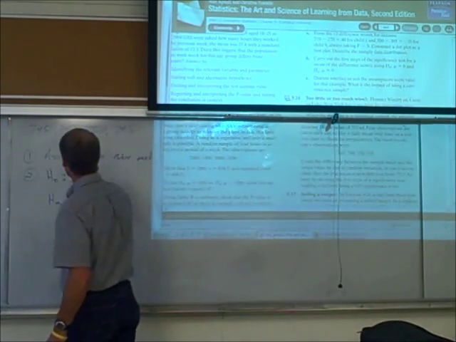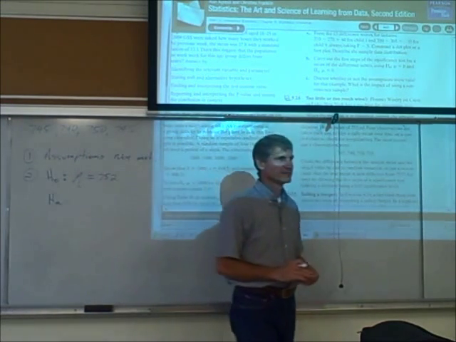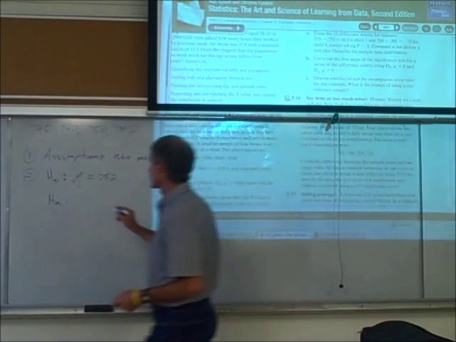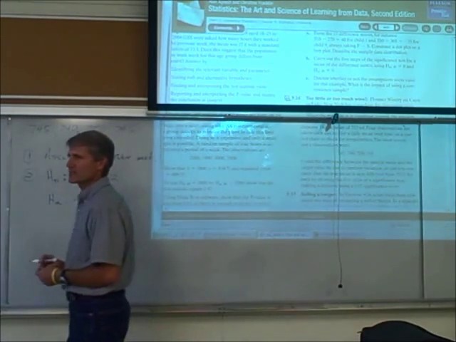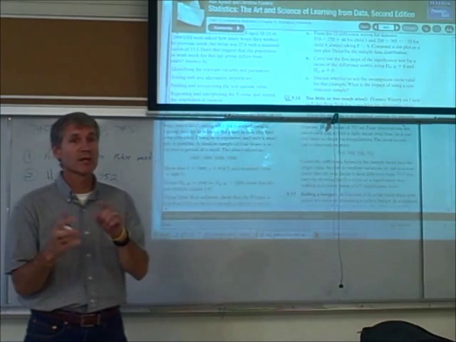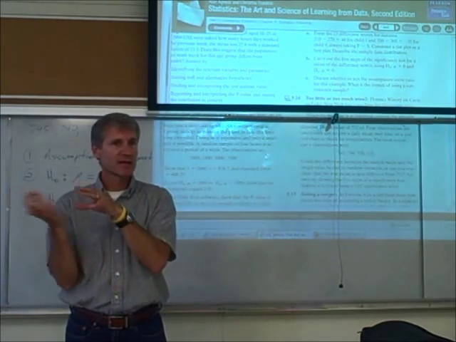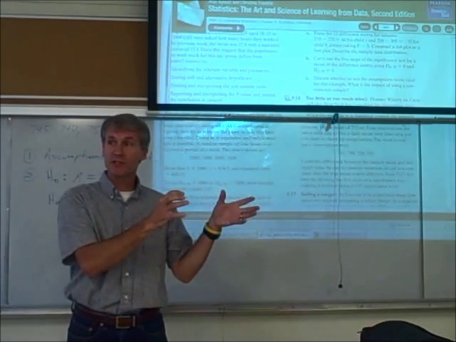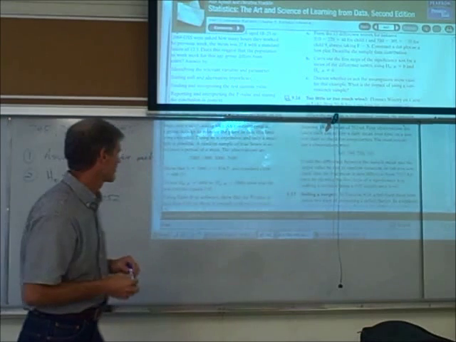That mu is equal to 752 will be the null. The alternative, which symbol? Not equal. Because it just says is different than 752. And that is the scenario I would use if I was working at this company, because I would want to know either way. Am I putting too little in there? I'd want to know that. But I also want to know if I'm putting too much in there, because I don't want to be wasting money. Right? That's hurting profit.